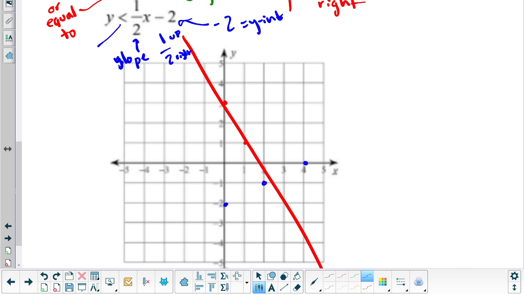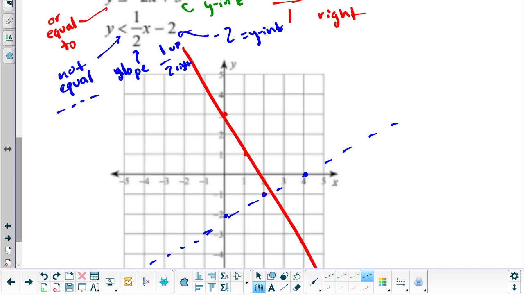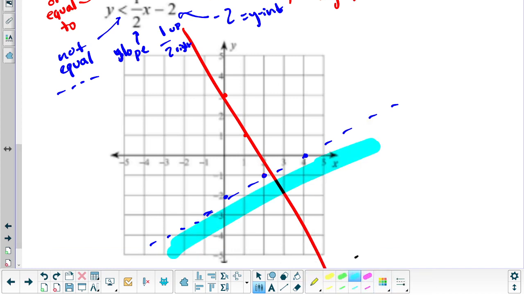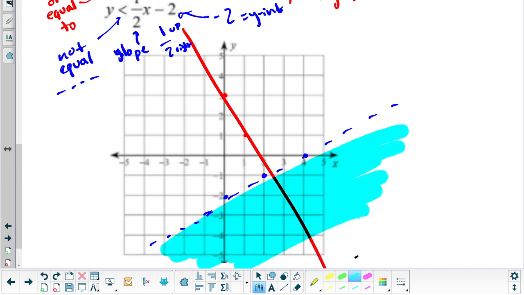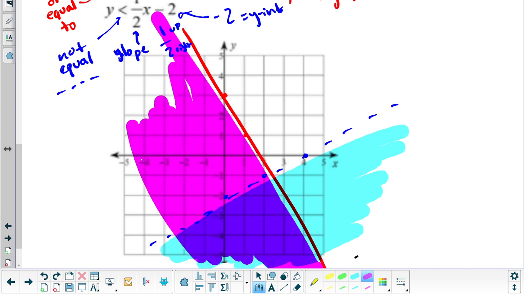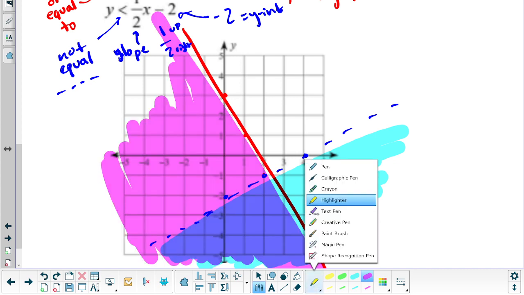This time it's not equal, so I use a dashed line. So I'll do that here, right? And in this case, I'm shading below both. So that means below my blue line is all of this stuff. Below my red line is all of this stuff. And so my solution area is this double shaded area right here.